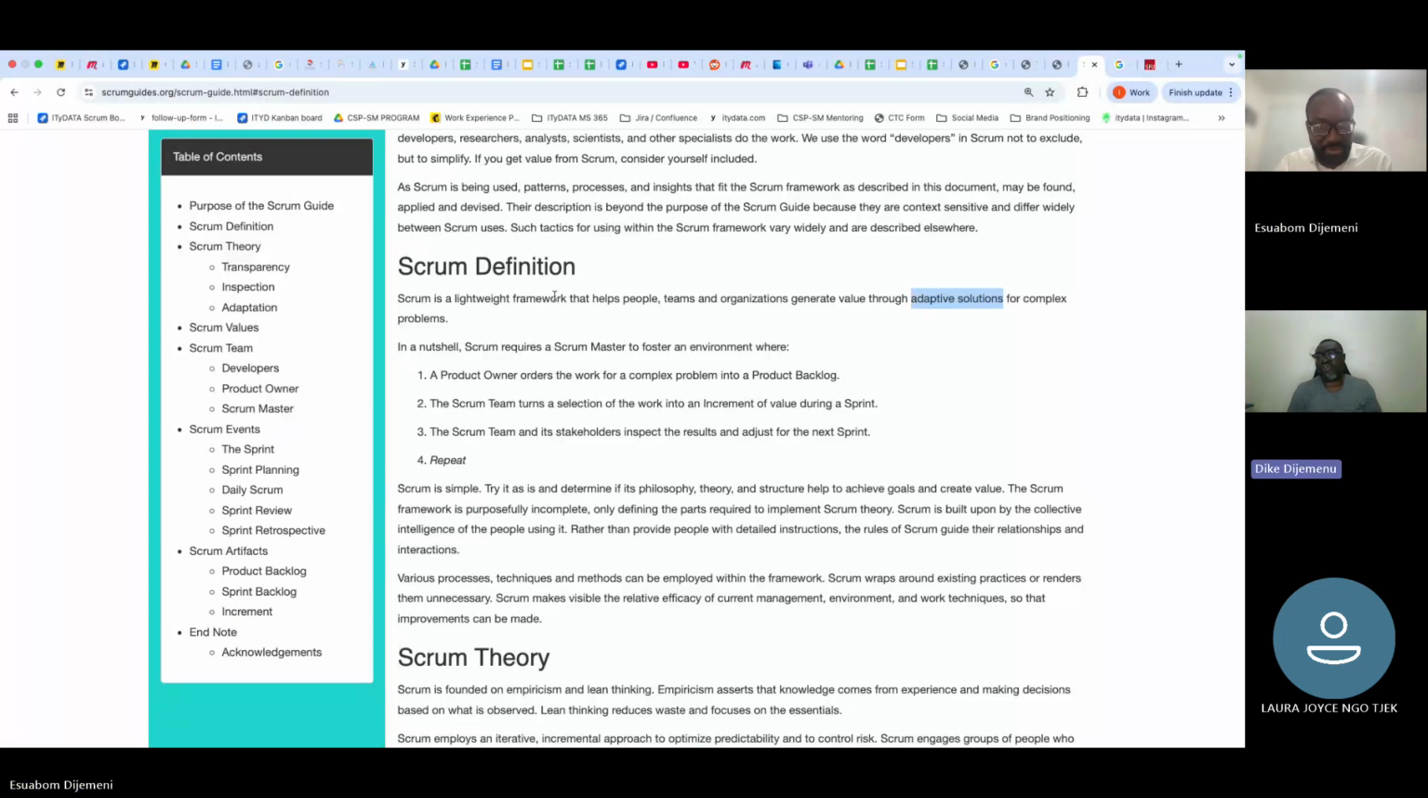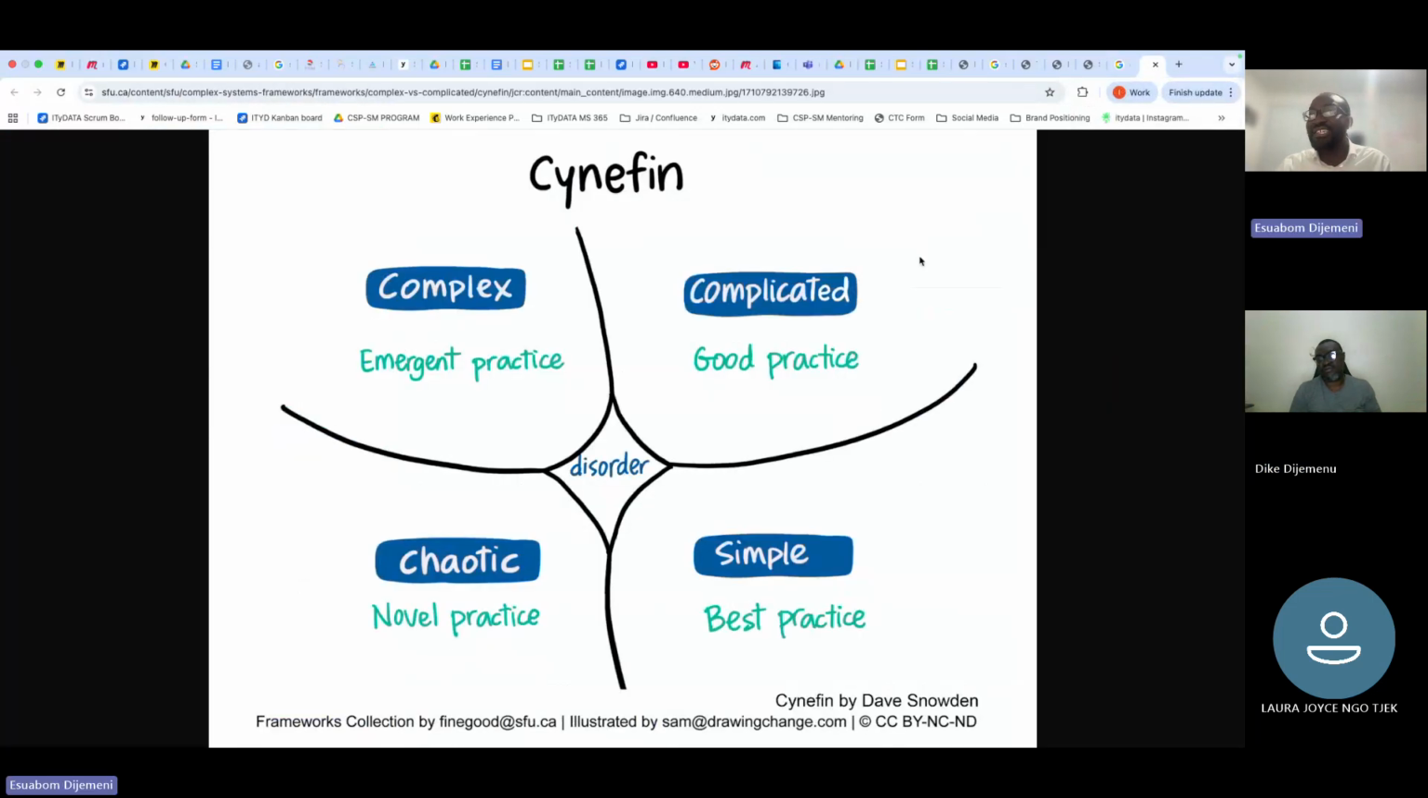So my last question is, what is the definition of complex in terms of problems? My friend, go and look at the Cynefin framework. It will tell you the properties, the nature of it, and because this is a research-based course, I want you to go and research on it, and we'll pick this up in our next meeting.